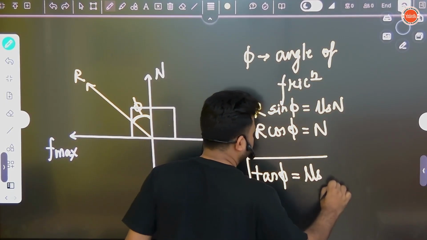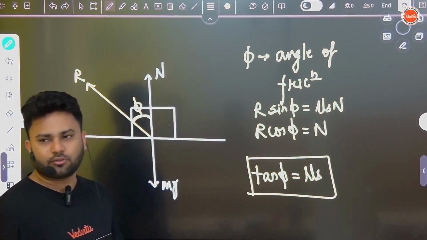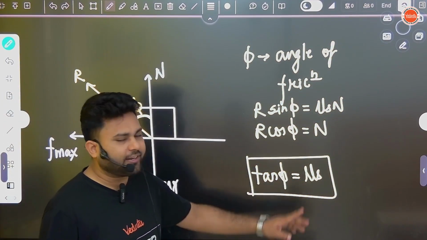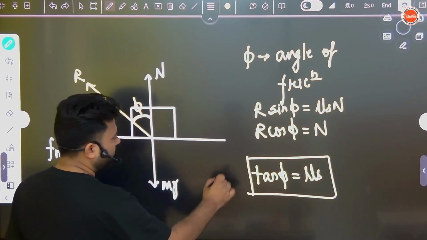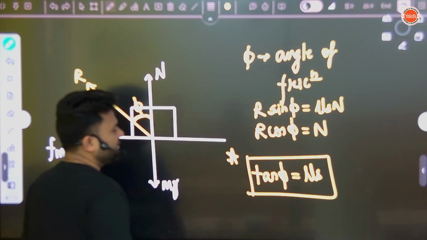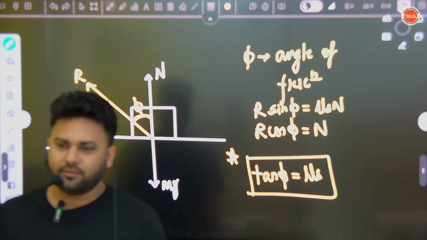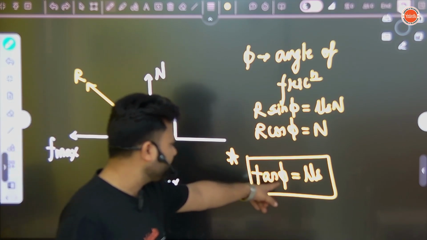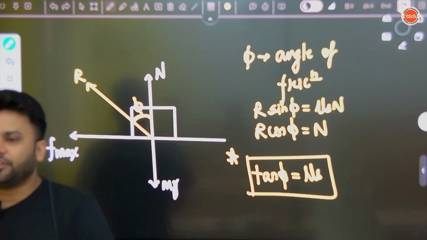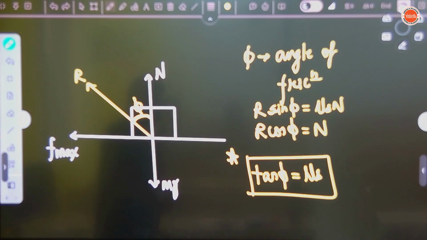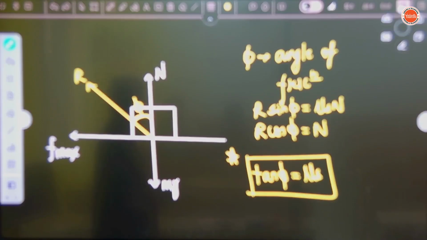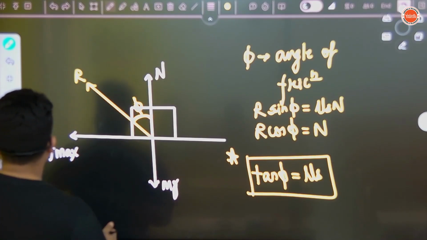Always remember, tan of angle of friction equals coefficient of static friction. Very important point. Tan of angle of friction, phi is angle of friction, equals coefficient of static friction. Okay. Last point.